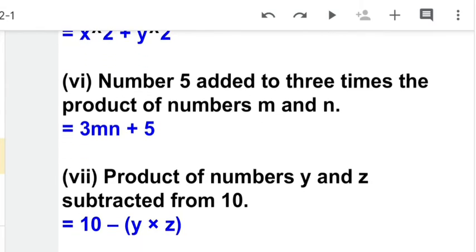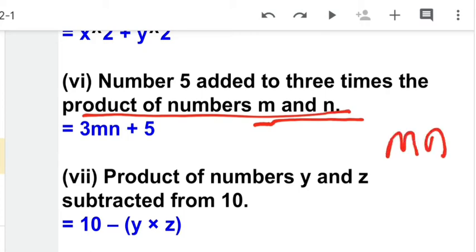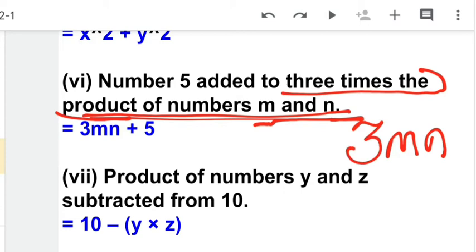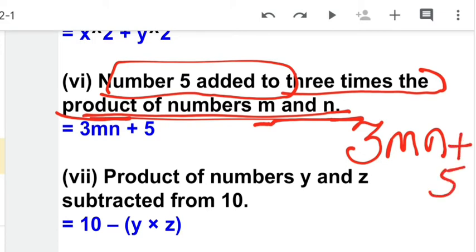Number 5 added to 3 times the product of numbers m and n. So we have to start from the backward. The product of numbers m and n, that means mn, and we have to take 3 times of their product, that means 3mn. Then number 5 is added to it, that means 3mn plus 5.